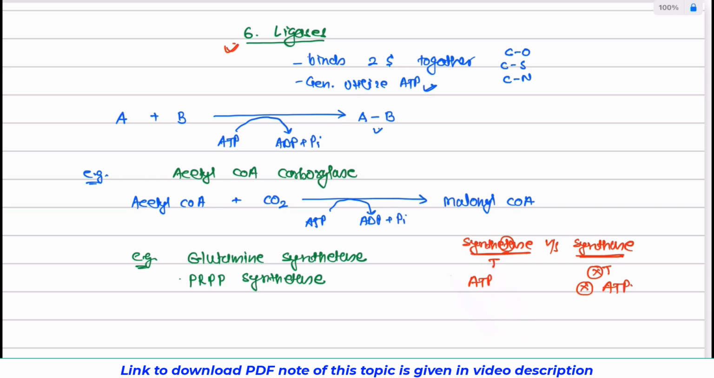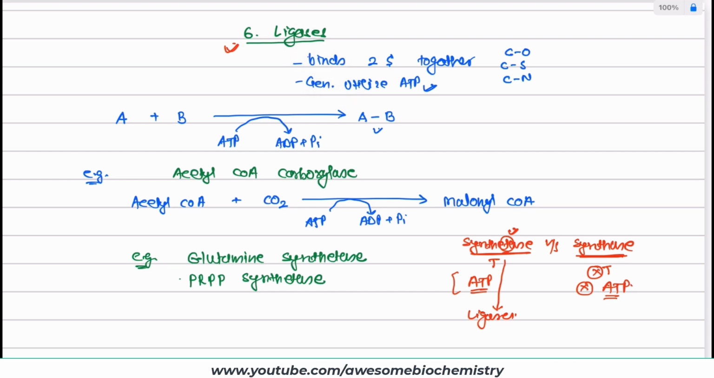So by this trick, the idea will be clear. If there is an extra T, then it will utilize ATP. If an extra T is not there, it will not utilize ATP. One major difference: all synthetases fall under this class of enzyme, that is ligases. Whereas synthases are not included in the ligase class of enzyme because they don't utilize ATP, whereas this class utilizes ATP.